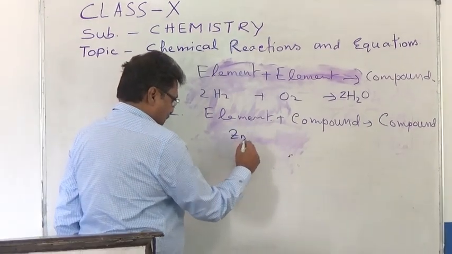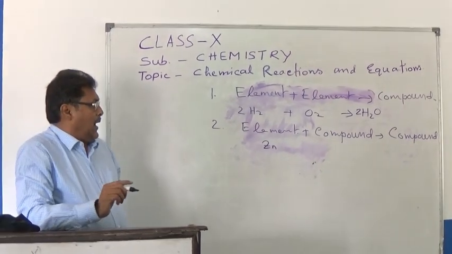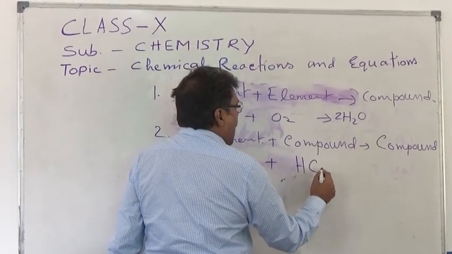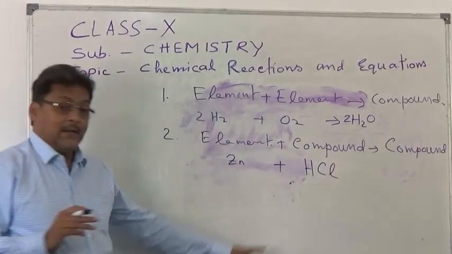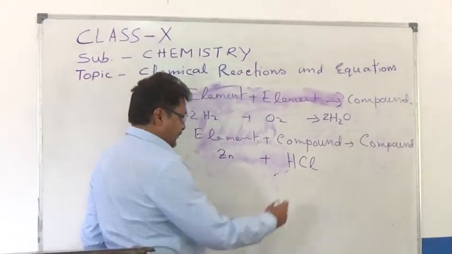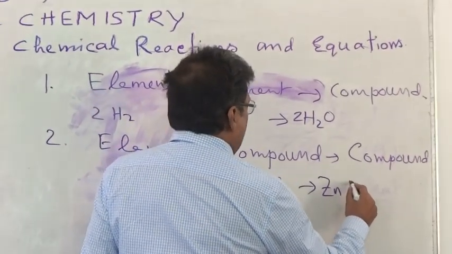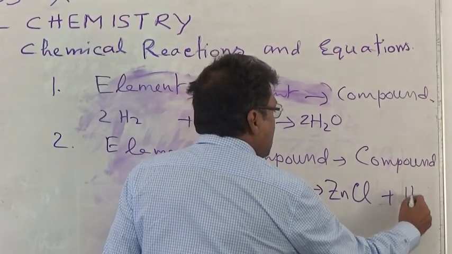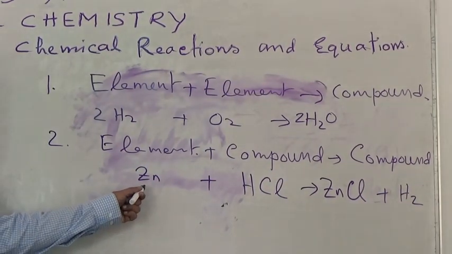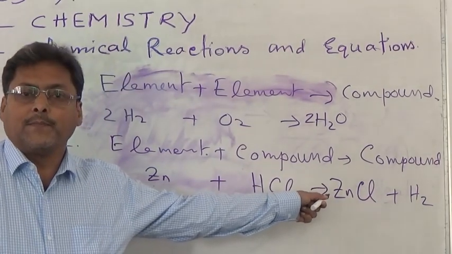Suppose we take zinc, it is a real element, and add some diluted, say, hydrochloric acid. It's a compound of hydrogen and chlorine. What will we get? We get zinc chloride and H2 gas. You see, we mix up one element and one compound to produce another compound.